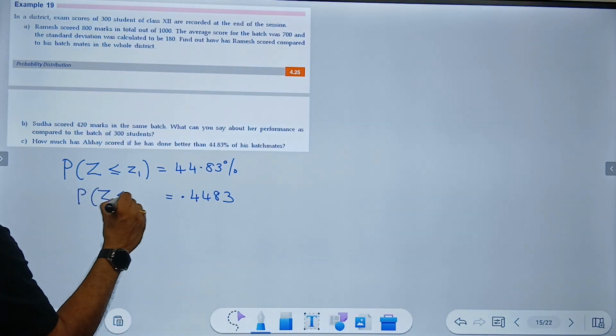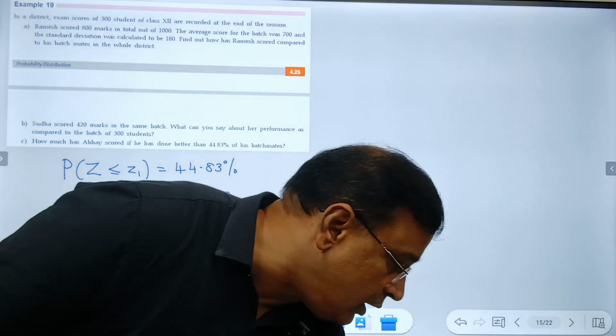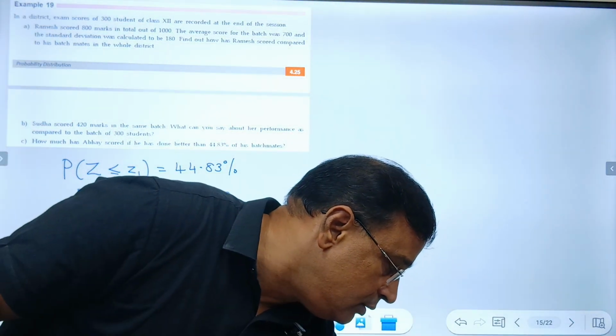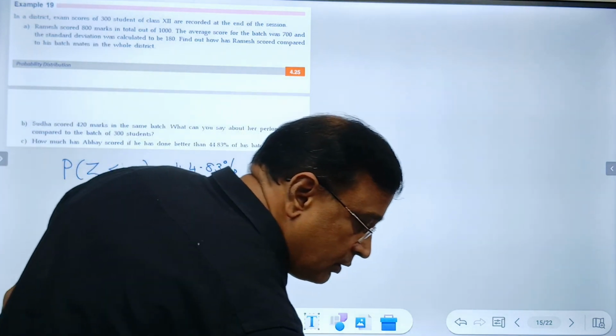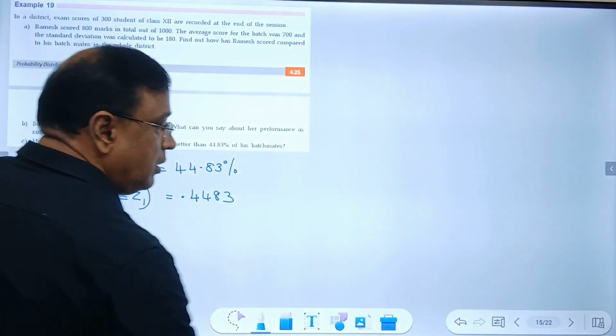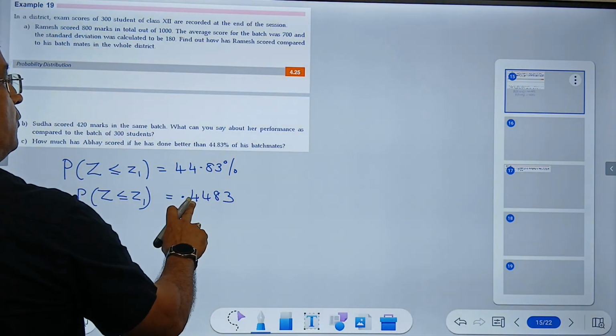We have Z less than or equal to Z1. Okay. So now what I should do is go to the Z table and look into it. What is the value? Just keep a track of this value, 0.4483.